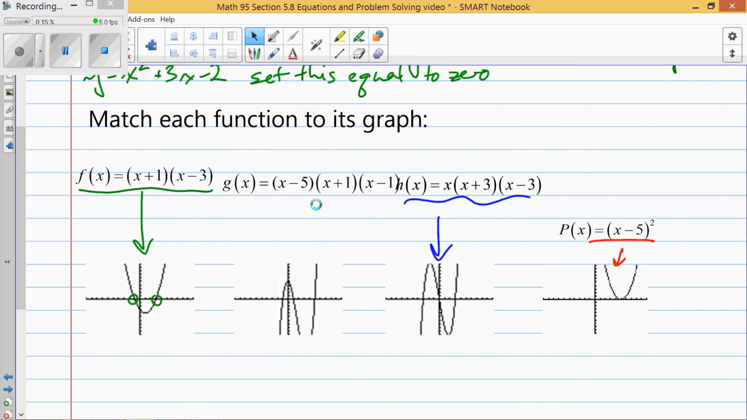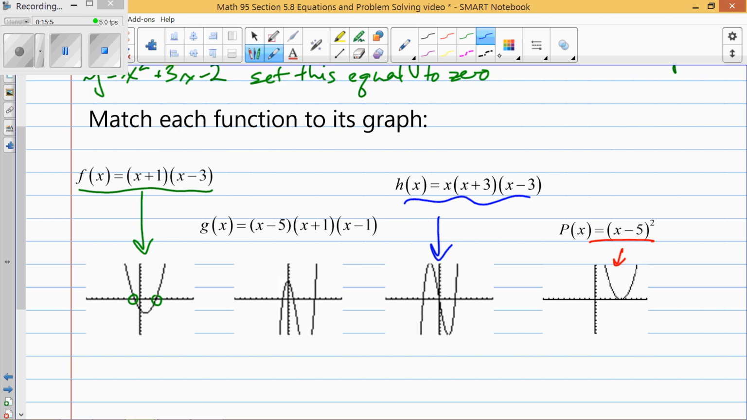And by process of elimination, my g of x would go with this last graph that crosses 3 times, has 3 different roots, 2 of which are on equal distance from the y-axis. And so I can say that my g of x is this last graph. If you don't believe me, try it in your calculator. Plug these functions in just as you see them, see what your graph gets you.